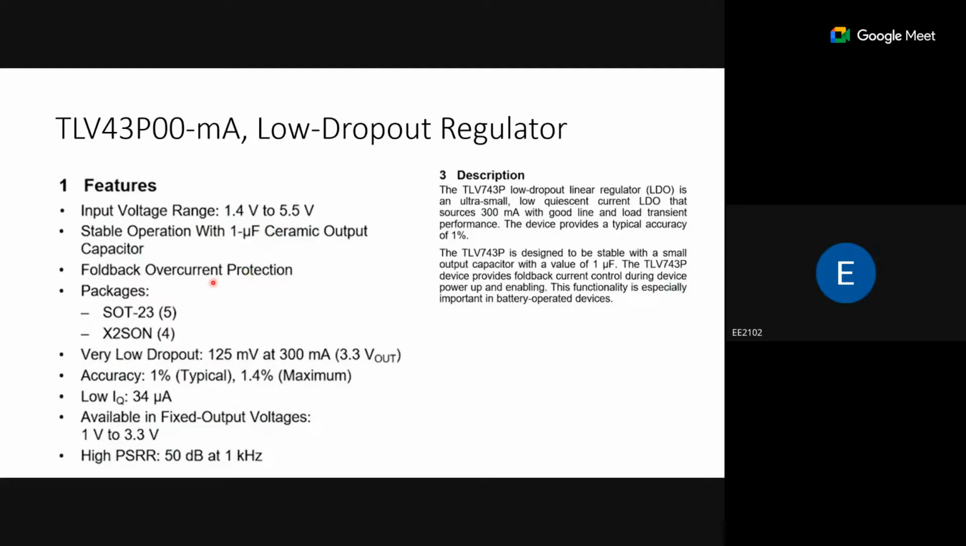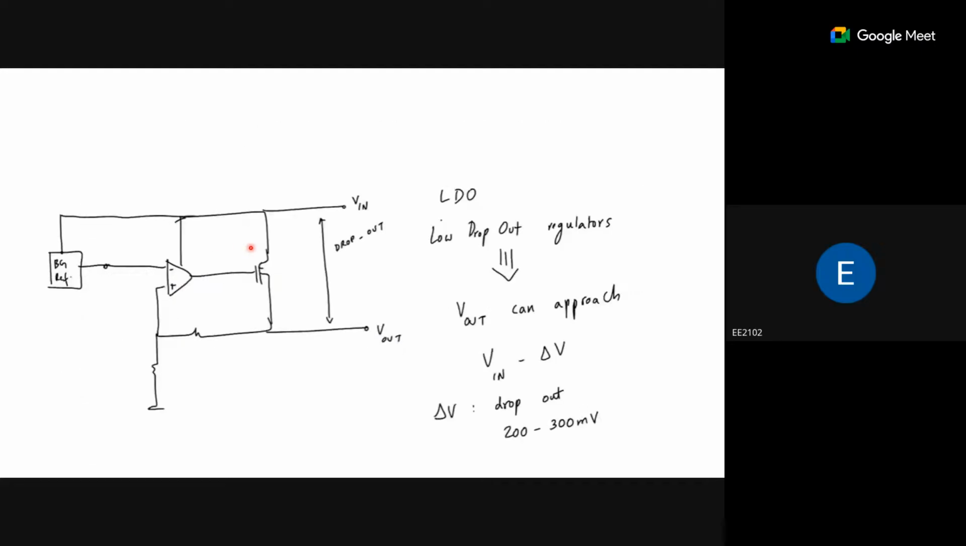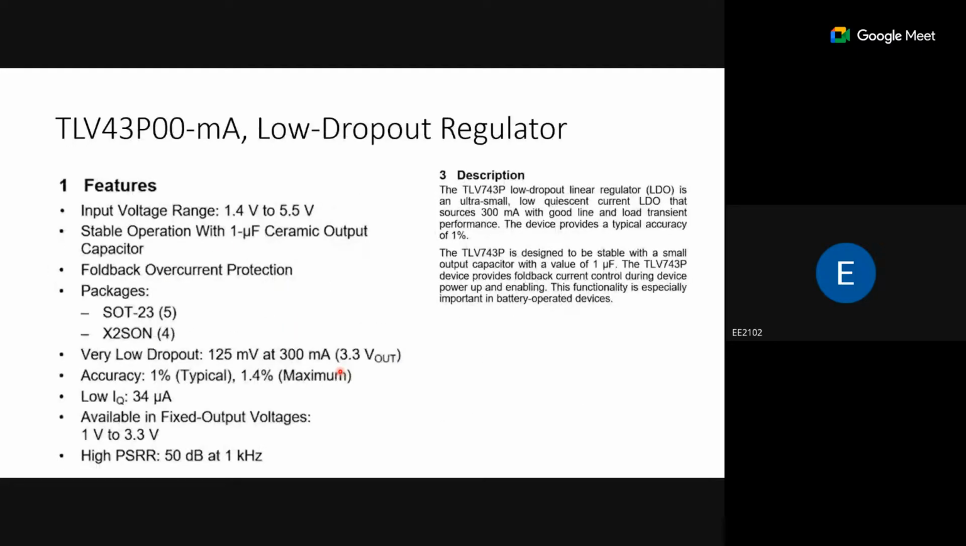We have to follow that specification sheet, which will say these are the features you should look into whenever you are designing. For example, the input voltage range. If we are looking at V in, it may range from 1.4 volt to 5.5 volt. Similarly, if it is operating in stable form, then what will be the output capacitor, the capacitor connected at the output side? So what will be the capacitor value? Similarly, we will look into all these other features whenever we are designing.